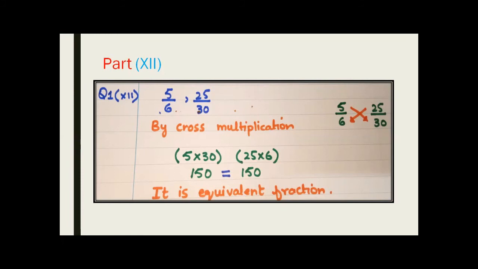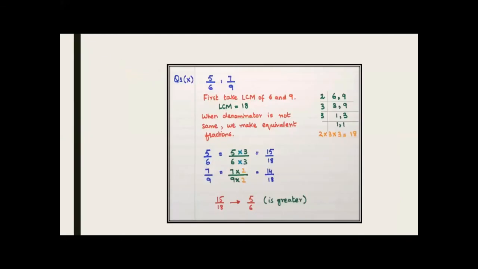How? By cross multiplication. Cross multiplication means that 5 will be multiplied with 30 and 25 will be multiplied with 6. 5 multiplied by 30 equals 150 and 25 multiplied by 6 equals 150. You can see that the answers of both fractions are the same, 150, 150. When this type of situation comes, it means that these fractions are called equivalent fractions. When we have the same answer, right hand side and left hand side equal to each other, that fraction is called an equivalent fraction. You can also solve this question by the previous method. Which method? The previous method was to make their denominators equivalent.